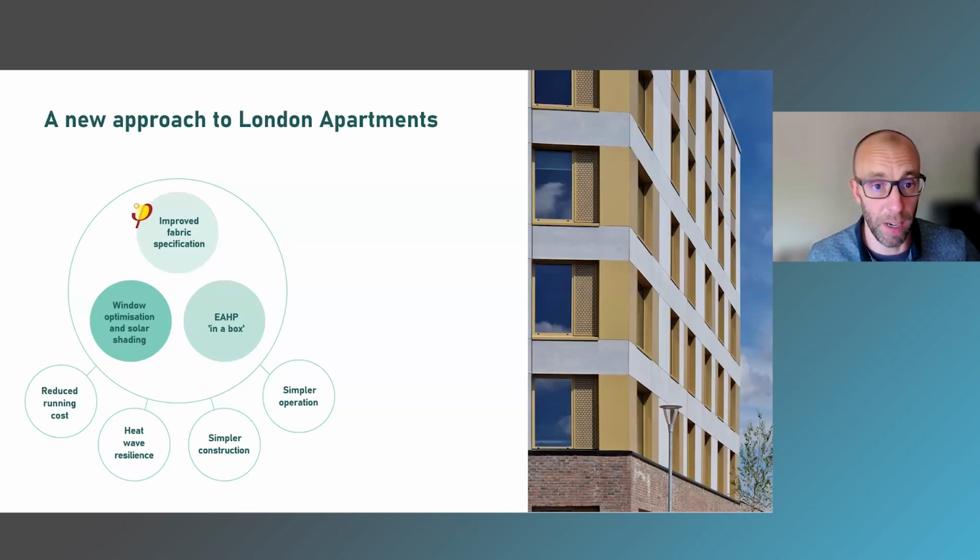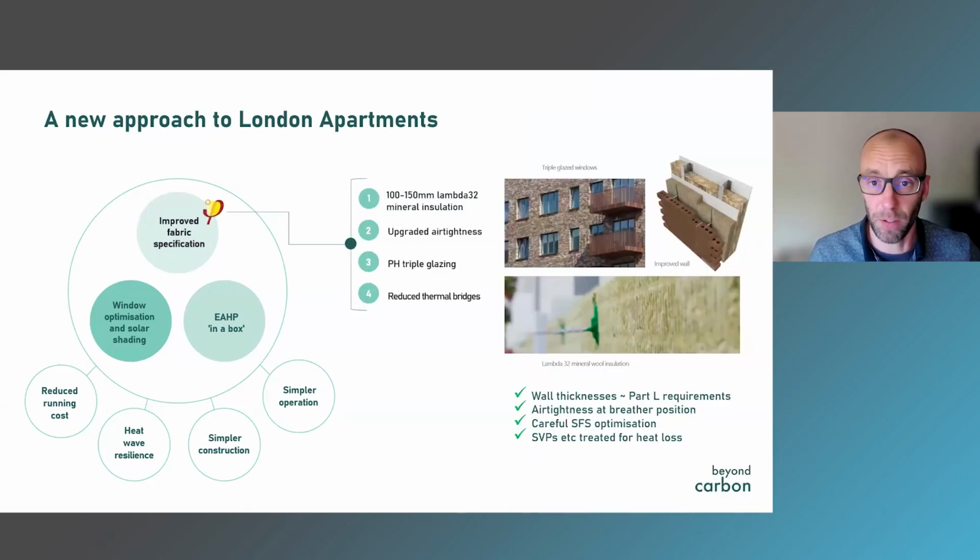Let's look at those 3 quickly in turn, starting with improved fabric. So on high density multi-resi, so our 4-story and above apartment schemes, we're finding that the U values that the building regs require are already beyond what's actually sensible and cost effective for performance delivery.